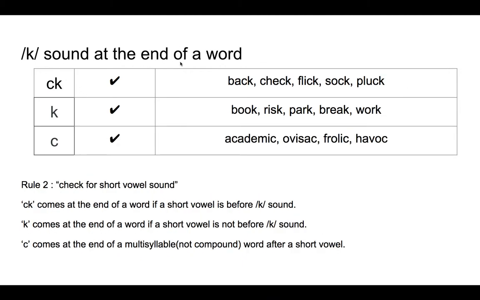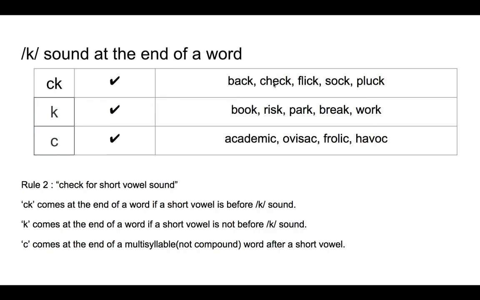The k sound at the end of a word. In this case, the CK combination also comes as a choice. So we have to pick one among three ways of writing. In this case, first we need to check for the short vowel sound. We have the short vowel sounds a, e, o, in these examples.